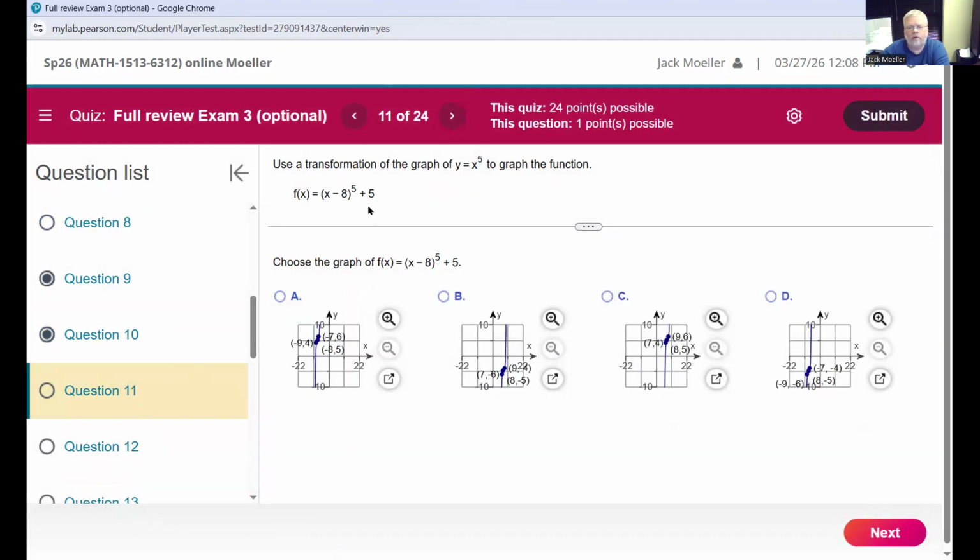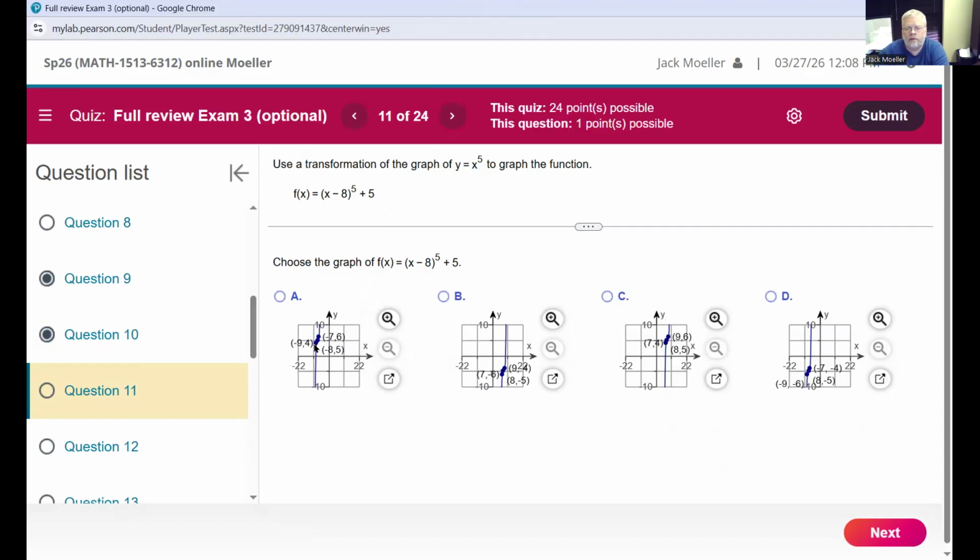Okay, well, this is 2 transformations. So the -8 moves it right 8 and up 5. And for your work on the test, write that down. Whatever you think the transformation is, write it down. That way I can see, did you just pick the wrong graph or did you have the wrong transformation? That gives me some insight in case you missed it. So right 8, up 5.